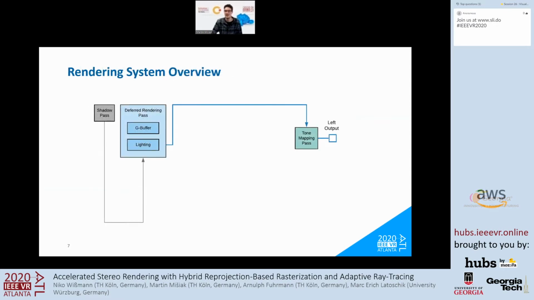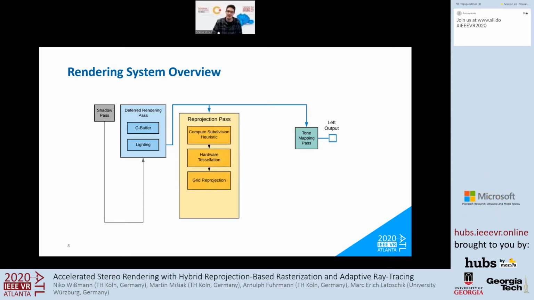So let's take a look at our rendering system's architecture. We start off by rendering the left eye image as usual using a standard deferred pipeline. Prior to submitting our finished image to the left portion of our output display, we perform a tone mapping pass. And that's basically it for the left eye. Now onto the generation of the right eye image. To this end, the left eye image as computed by the lighting stage, as well as its associated depth buffer, are forwarded to the reprojection pass.